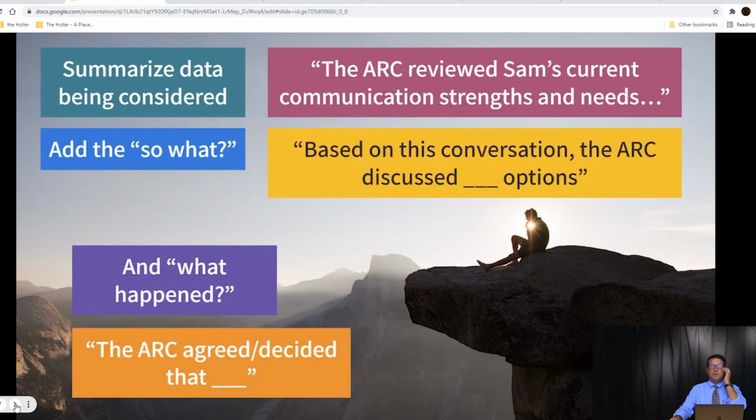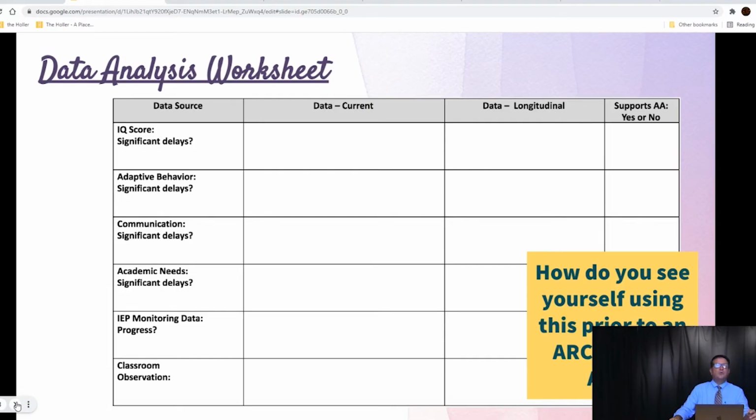The ARC reviewed Sam's current communication strengths and needs, and what happened. Based on this conversation, the ARC discussed these options, and what happened. The ARC agreed or decided that Sam was going to need this, and this, and this, and this is what we've decided for Sam.